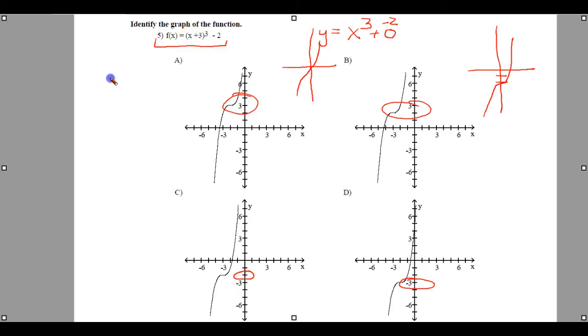And now we see that inside we have this value that's being cubed. Now the question is, does this shift it to the right, positive, or do we use the opposite sign, negative? Well, if you remember, it shifts it to the left. So it shifts it to -3, which is right there. So C is the graph of this function, with a little background.